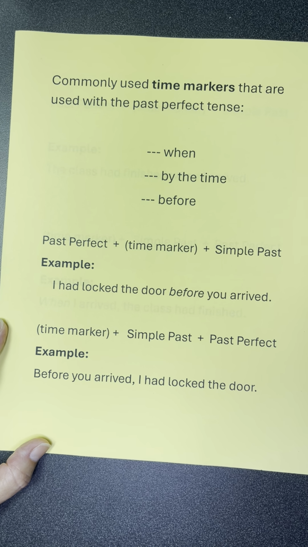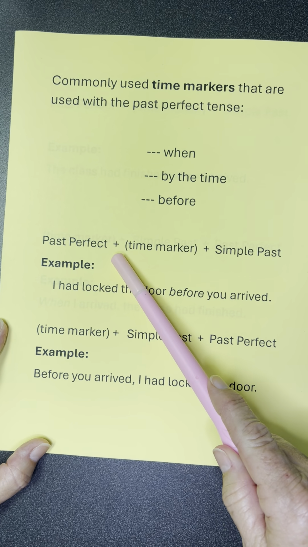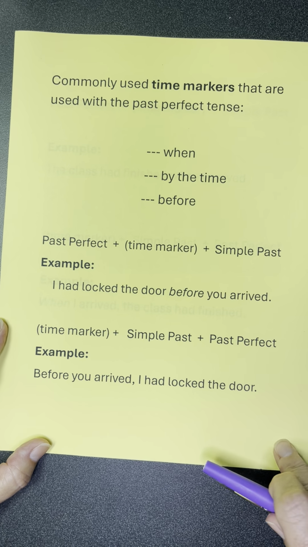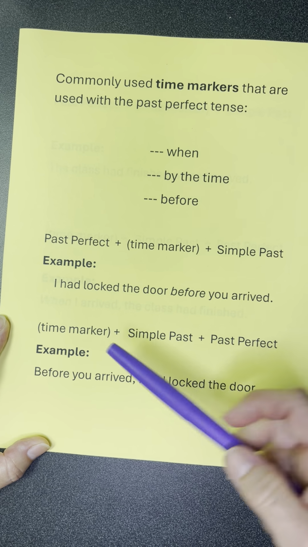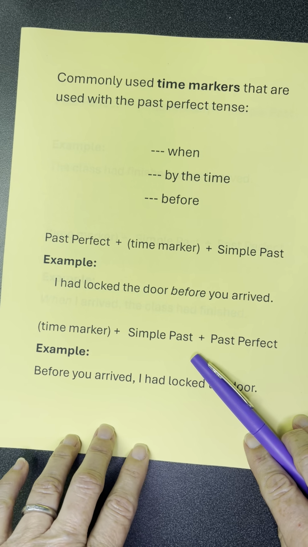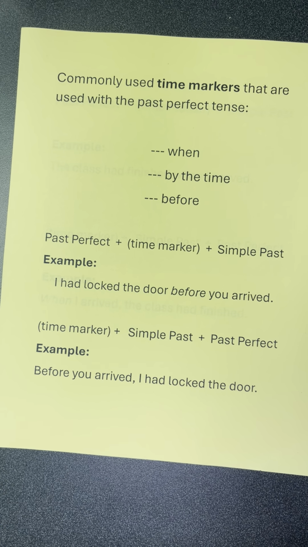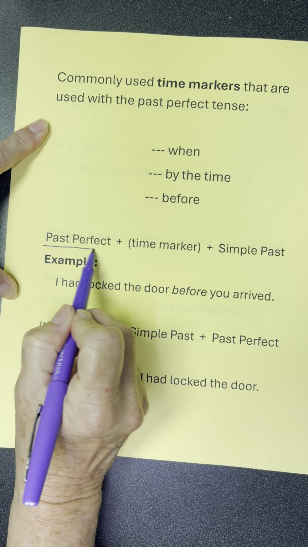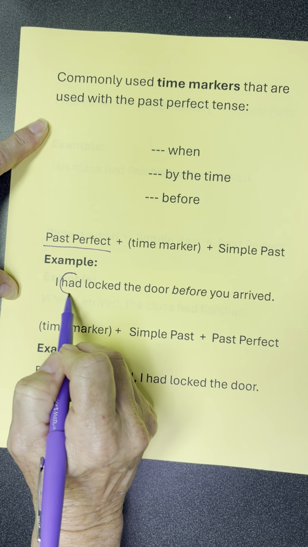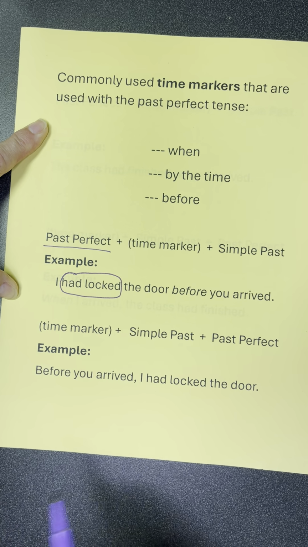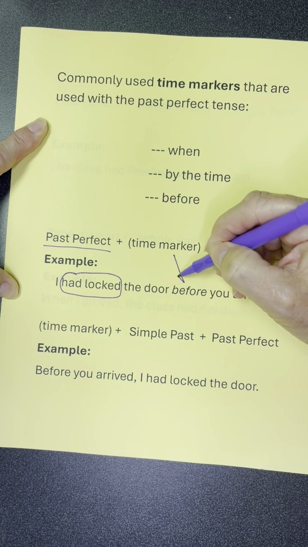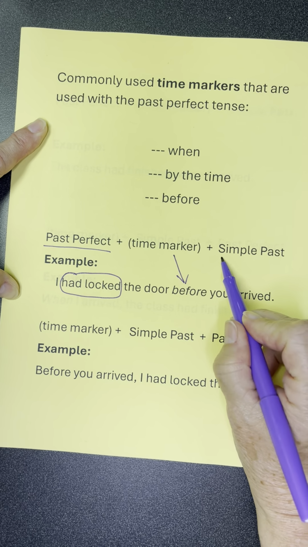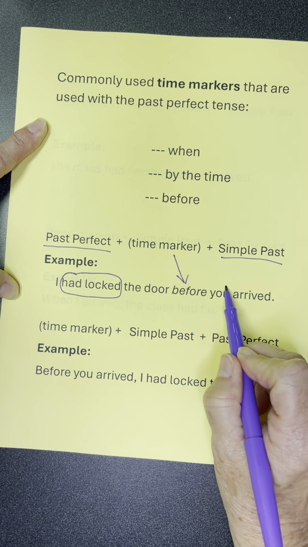All right, it's saying the past perfect plus a time marker plus the simple past. Okay, so it says here, I had locked the door before you arrived. So right here, past perfect, here it is, had locked. Here's the time marker, before. I had locked the door before, and then your simple past, you arrived.